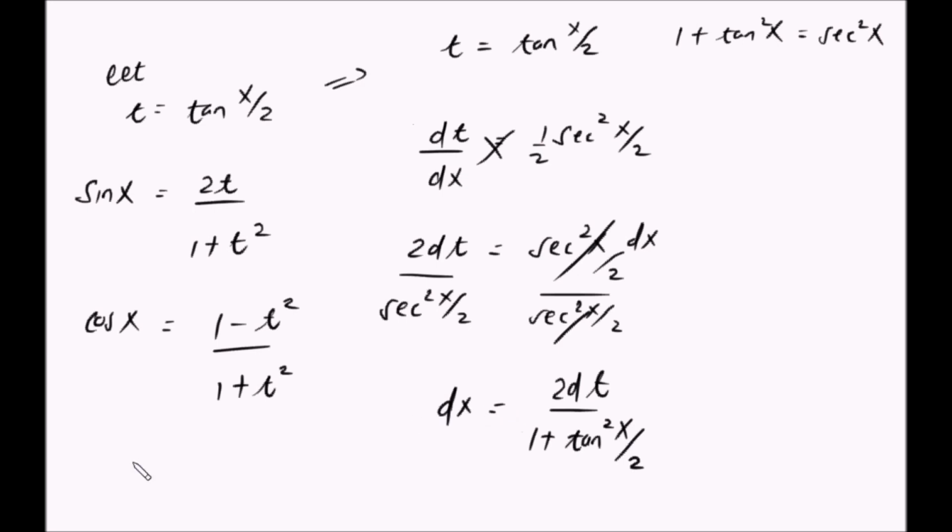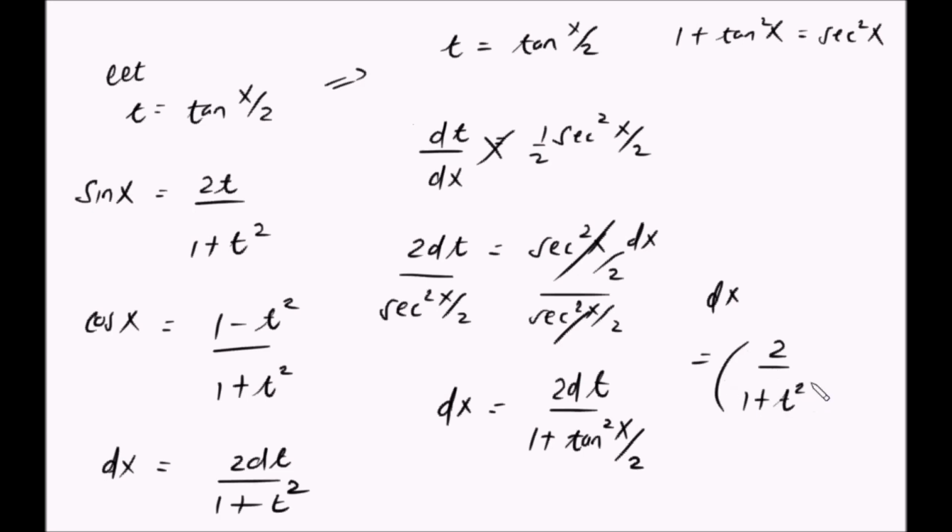So finally dx will be 2 dt over 1 plus, remember tan x over 2 is t, so over 1 plus t squared. Or you can write it like this: dx is 2 over 1 plus t squared dt. You can also write it like that. So this now is our dx.